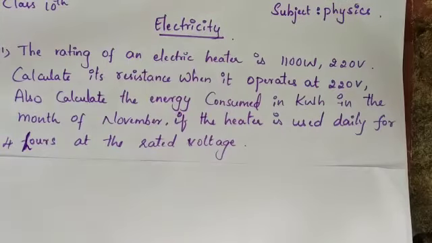The first problem: the rating of an electric heater is 1100 watt, 220 volt. Calculate its resistance when it operates at 220 volt. Also calculate the energy consumed in kilowatt hour in the month of November if the heater is used daily for 4 hours at the rated voltage.